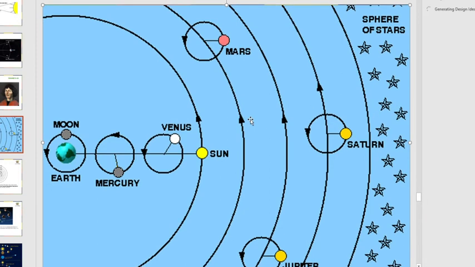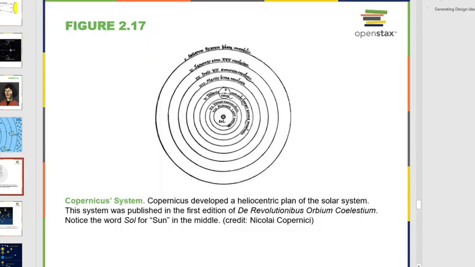So this is a drawing from Copernicus's book. And really he's got everything sort of in the right spot. He has the sun at the center, and then Mercury, Venus, Earth, and then Mars, Jupiter, Saturn. And I think this is the celestial sphere out here.